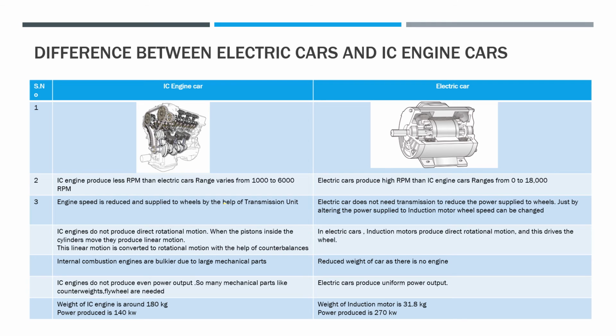The weight of an IC engine is around 180 kilograms. The power produced is 140 kilowatt. In an electric car, the weight of an induction motor is only 31.8 kilograms, while the power produced is 270 kilowatt.